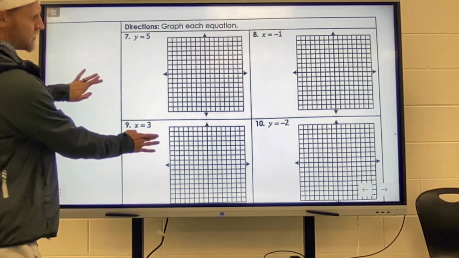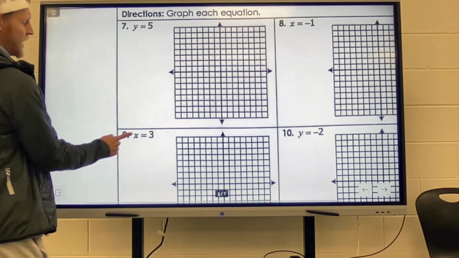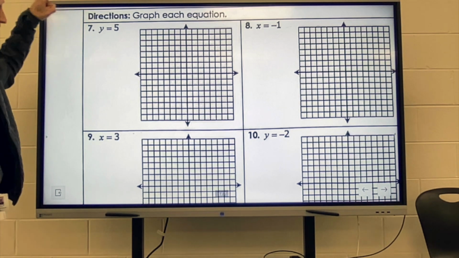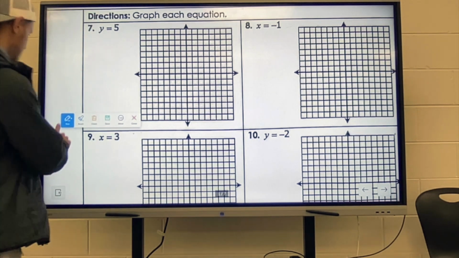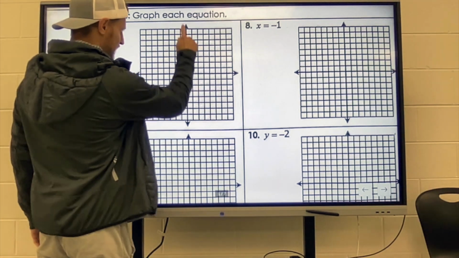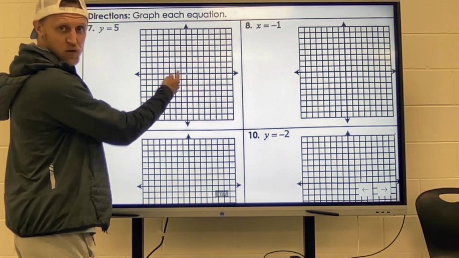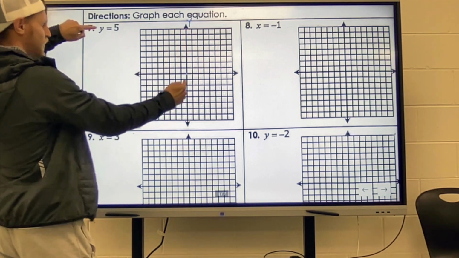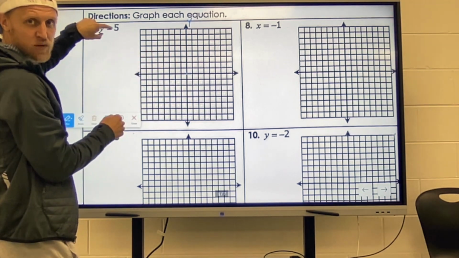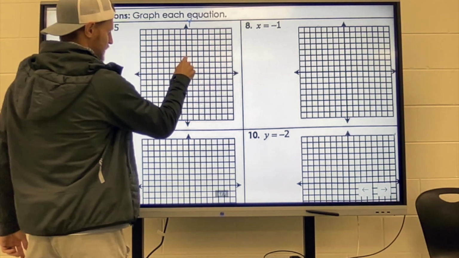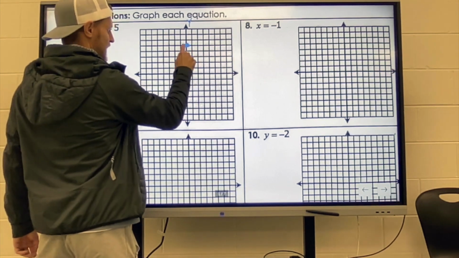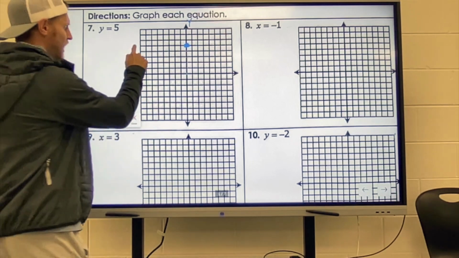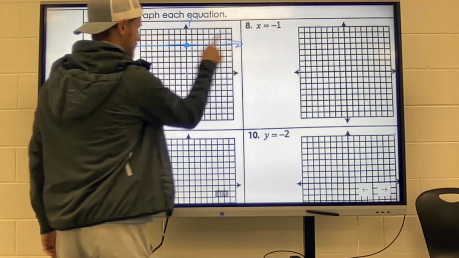So number 7 says y equals 5. So that means I'm crossing the y-axis at 5. So here's my origin. That's like the middle part. So I'm going to go, y-axis is up and down. That means I'm going up by 5 to get to y equals 5. 1, 2, 3, 4, 5. There's your dot. And if I'm going to cross that, that will automatically make it a horizontal line.